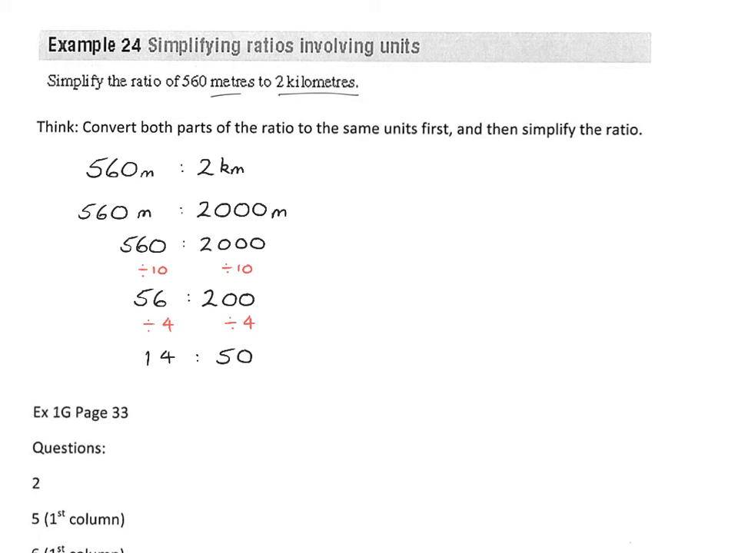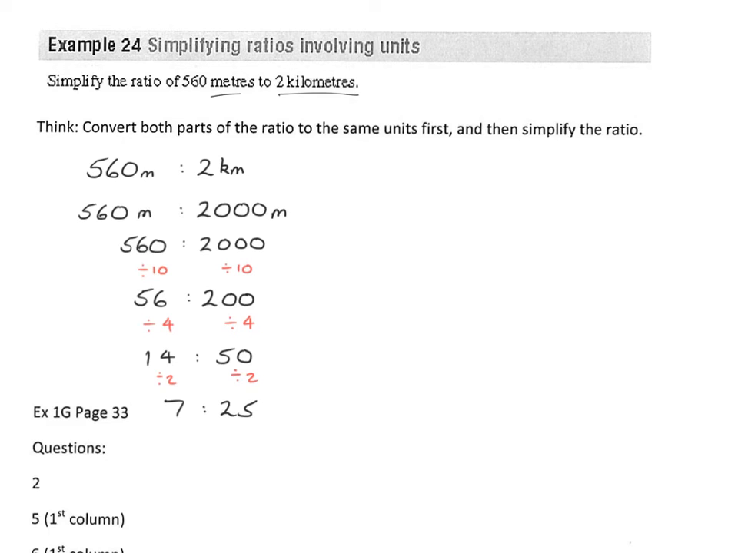Now it's still divisible by another 2. So I'm going to divide by another 2. And I'll get 7 to 25. 7's a prime number, so I'm not going to have any common factors between 7 and 25. And 25 is not a multiple of 7, so I can't divide by 7, so that's going to be my solution.